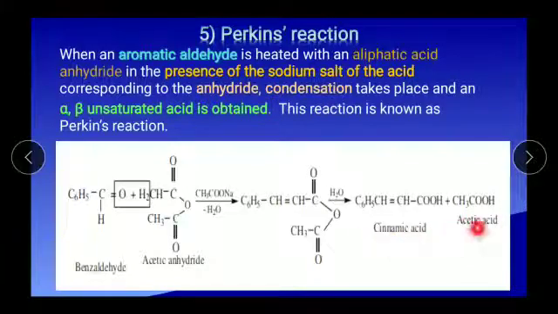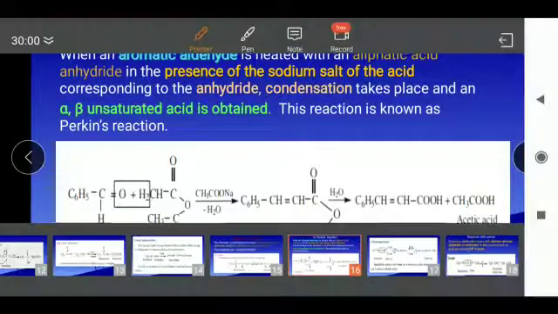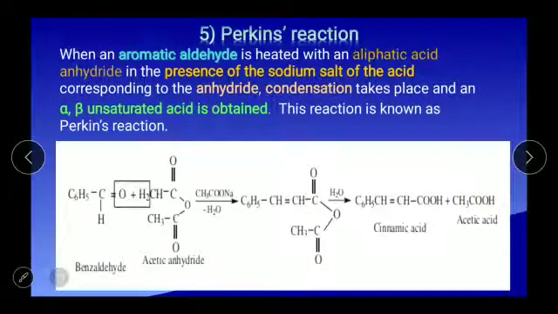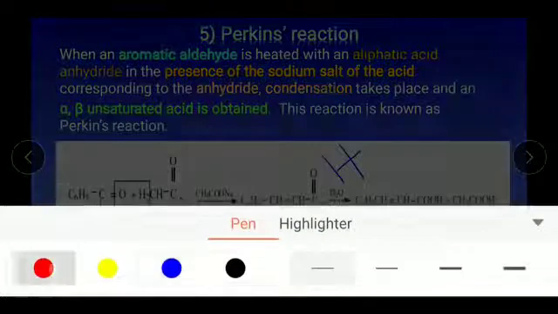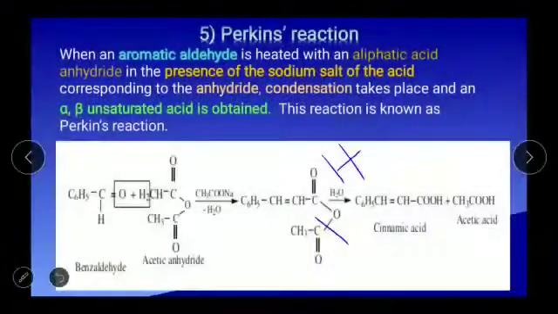Cinnamic acid and acetic acid. Here cinnamic acid is the alpha beta unsaturated acid. How do we get the product? Here this compound is divided into two portions. In the upper portion, hydrogen is combined. In the lower portion, OH is combined.